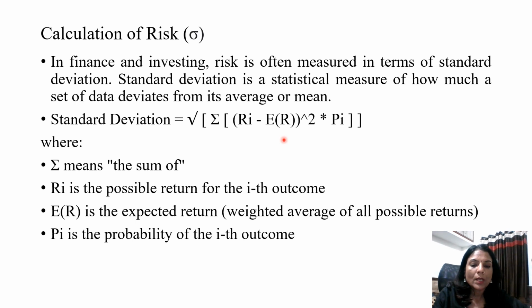Here the mean return is what we have calculated as the expected return. The formula of standard deviation is the root of the summation of R, the return of securities, minus your expected return, which we have calculated, squared, and multiplied by the probability of your return.